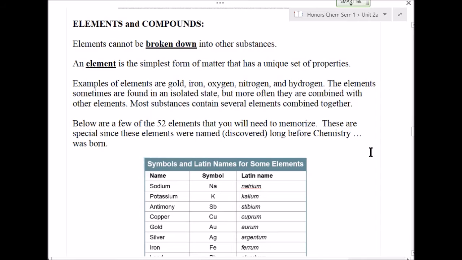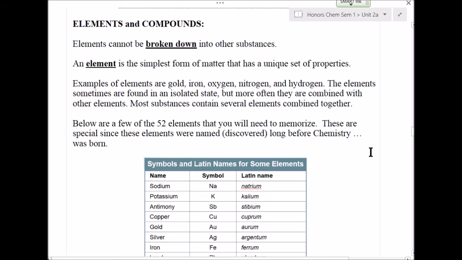Again, elements cannot be broken down into other substances. Elements are the smallest building block that nature provides to us. We will do a lot more with elements and compounds. This is just an introductory type lecture here. An element is the simplest form of matter and has a unique set of properties. Each element is unique in its own way, just like you.